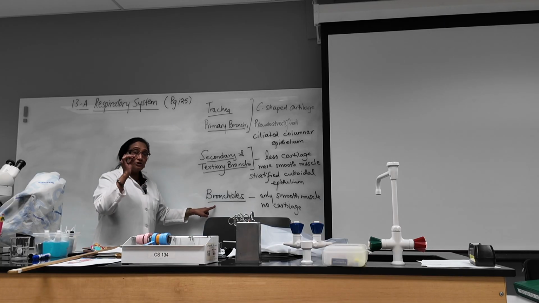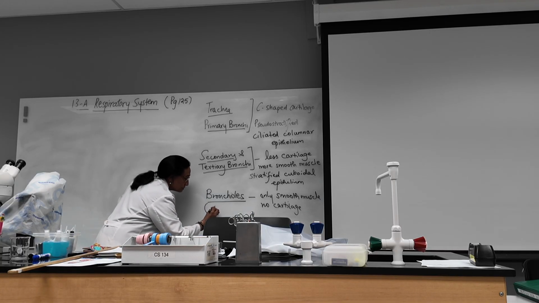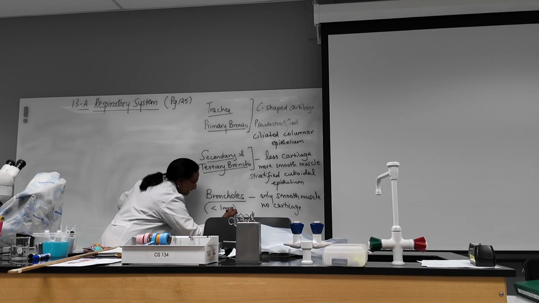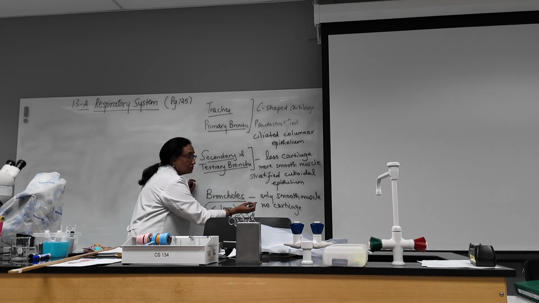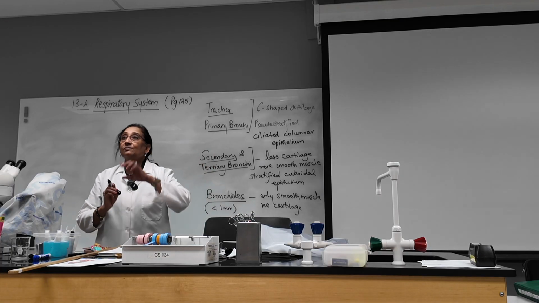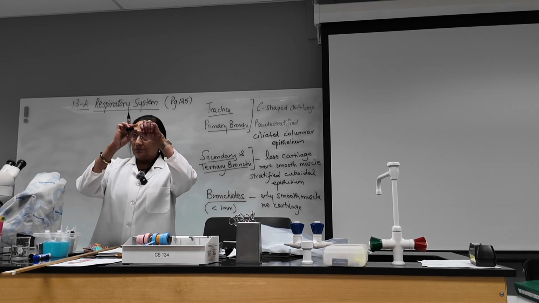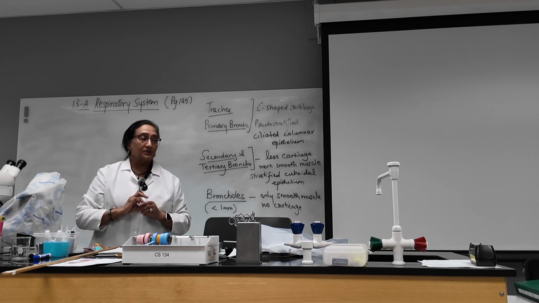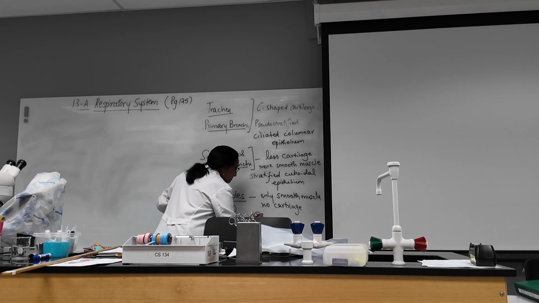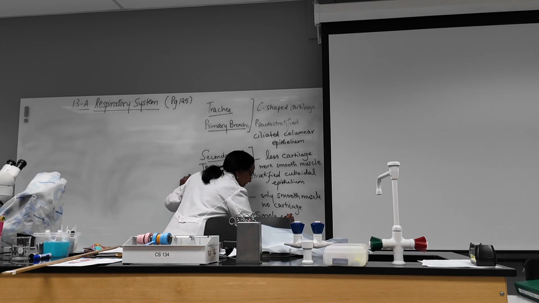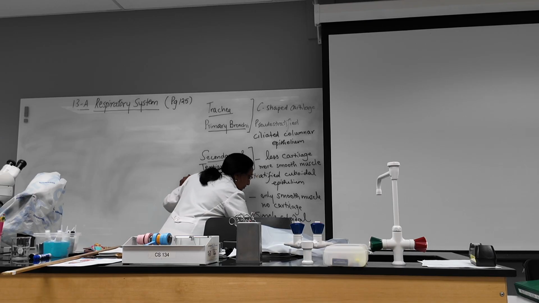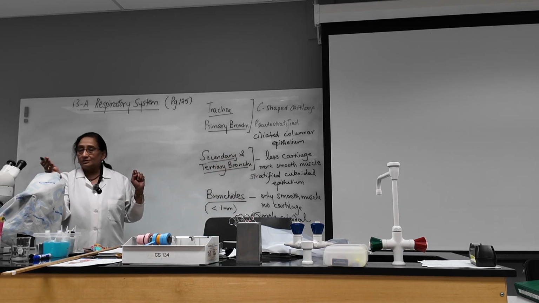Once you go to the bronchioles, these are passages which are less than 1 millimeter in diameter. They do not have any cartilage, no cartilage at all, only made up of smooth muscle. The tube is only made up of smooth muscle, and the lining now becomes simple, like a single layer. So in the air passages also you are going to see this distinction.